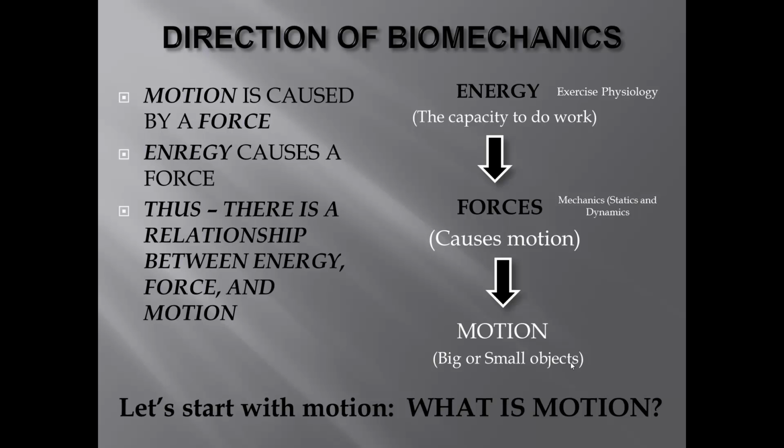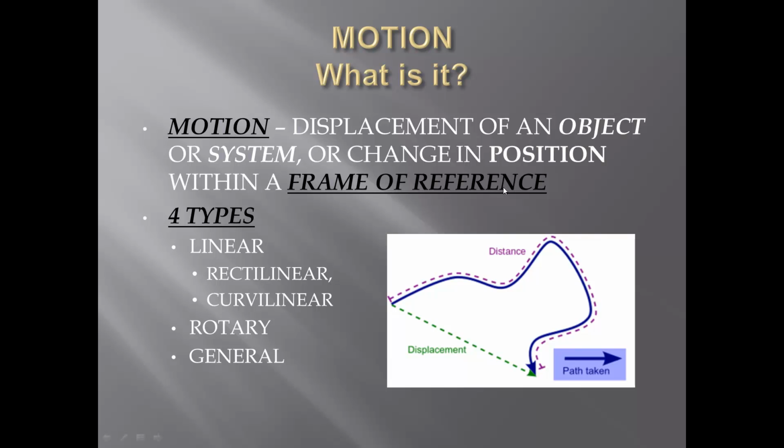What is motion? Well, motion is nothing more than the displacement of an object or system from one point to another, or we can say it's a change in position within a frame of reference. We'll talk about that in a minute. Four types of motion: rectilinear, curvilinear, rotary, and general.